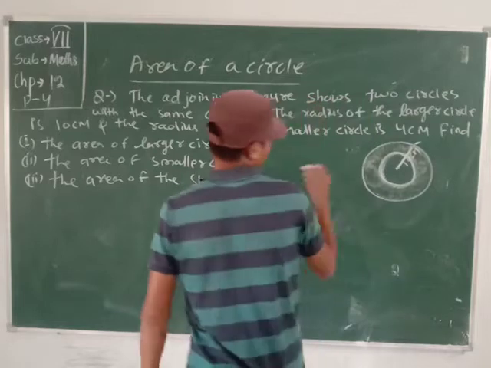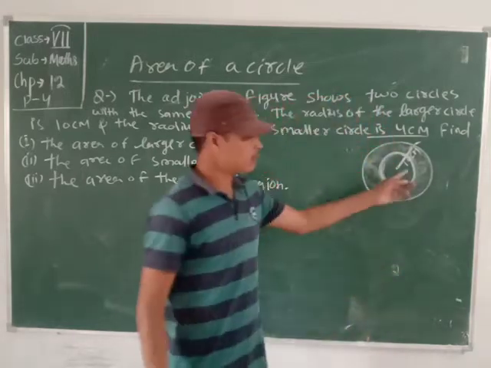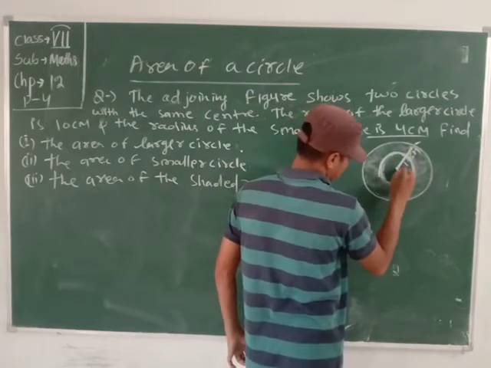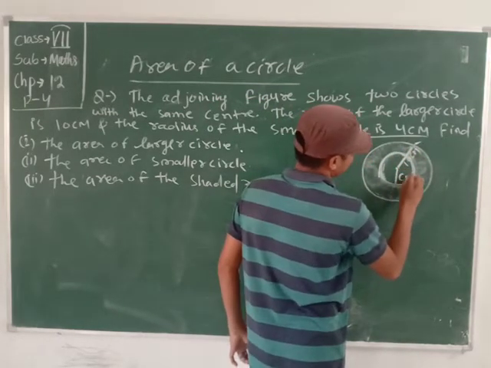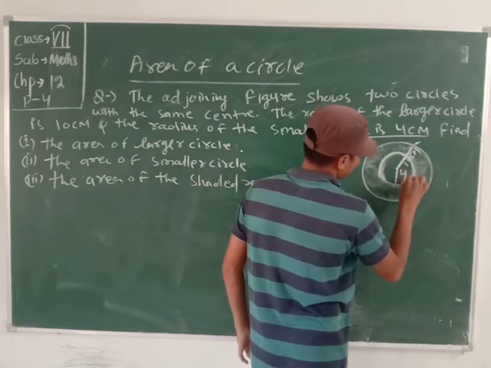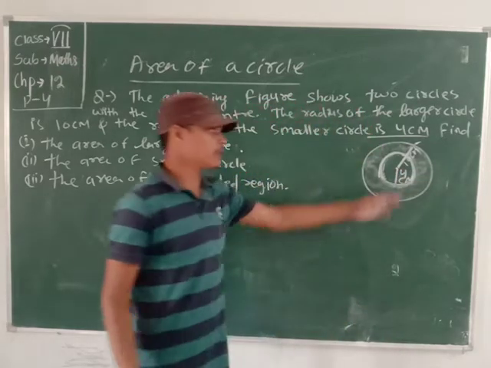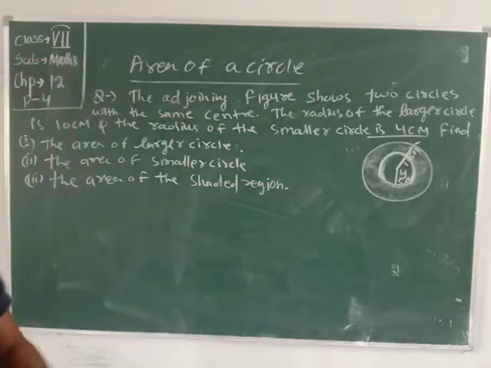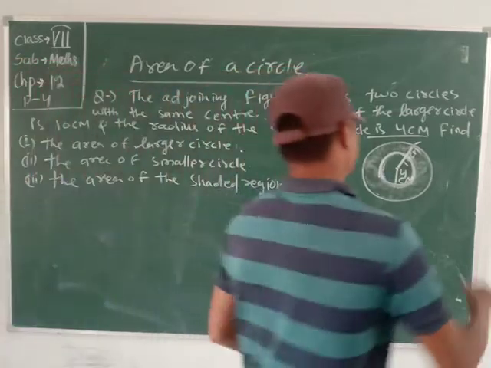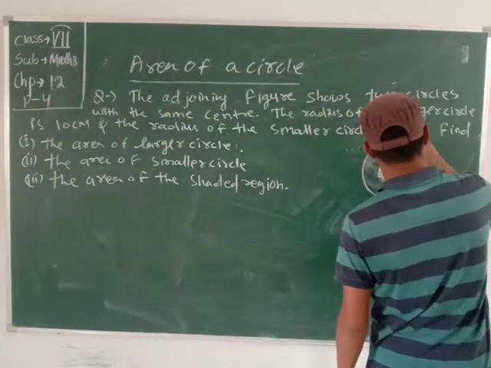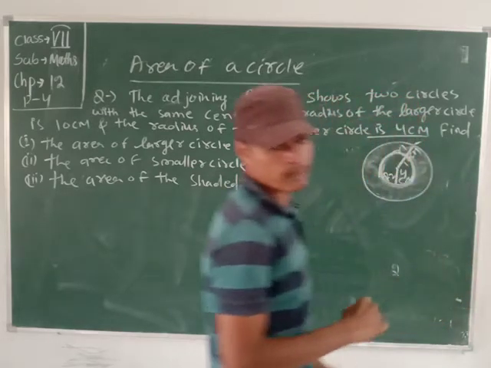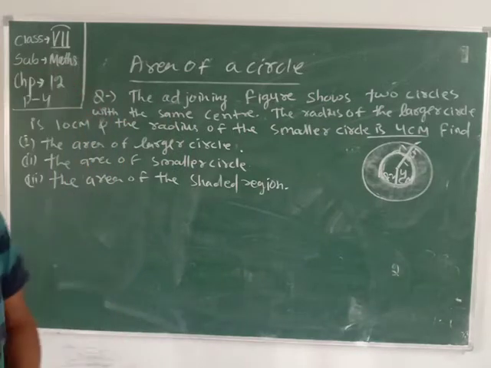And the radius of the smaller circle, that means the smallest circle, its radius is 4 centimeter. We draw the circles and also we can find out the centered parts. Then we know how to find the area. If we take the larger circle radius as R1 and the smaller circle radius as R2, that means radius 1 and radius 2 denote the radius of the larger circle and smaller circle.